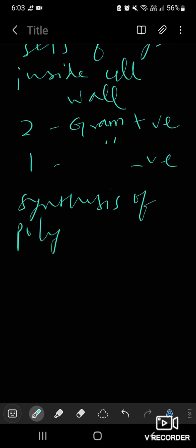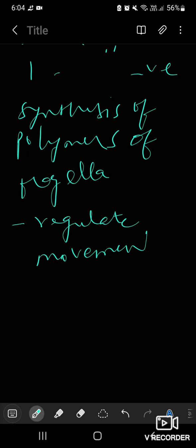So basically basal body helps in the synthesis of polymers of the flagella, and they also help to regulate the flagella movements. Okay, so that's all for the parts of the flagella.